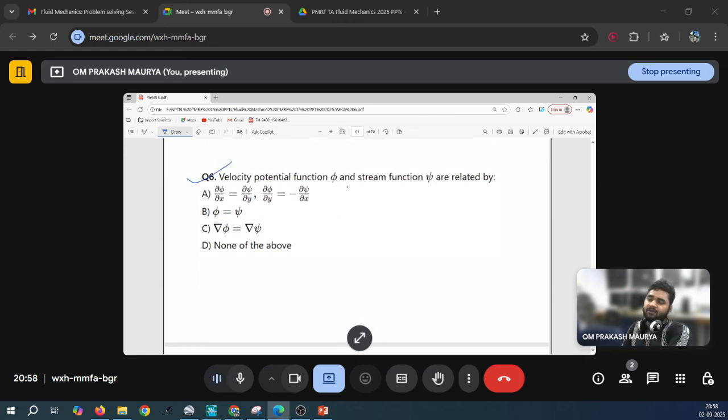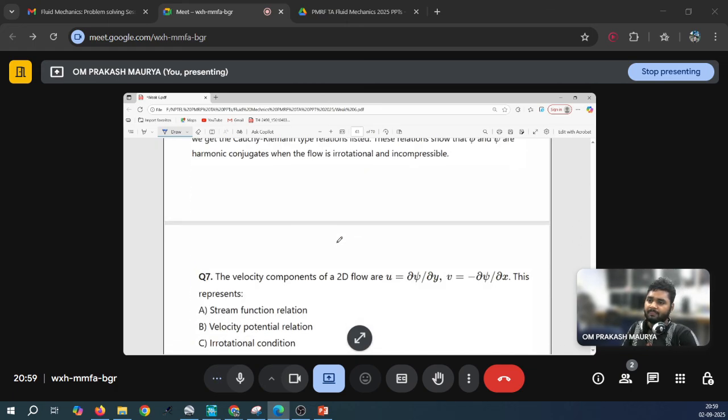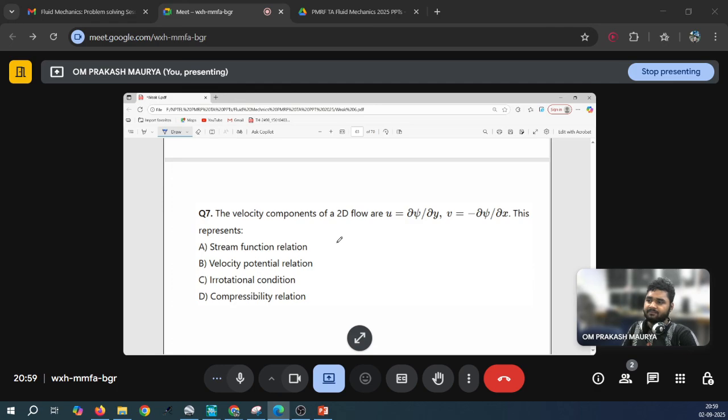The velocity potential function phi and stream function psi are related by, because u is a function of psi and phi, and v is also a function of psi and phi. So from here you can relate the things. So option A is correct. Remember. The velocity components for 2D flow are u equal to del psi by del y and v equal to minus del psi by del x, and this represents your stream function.